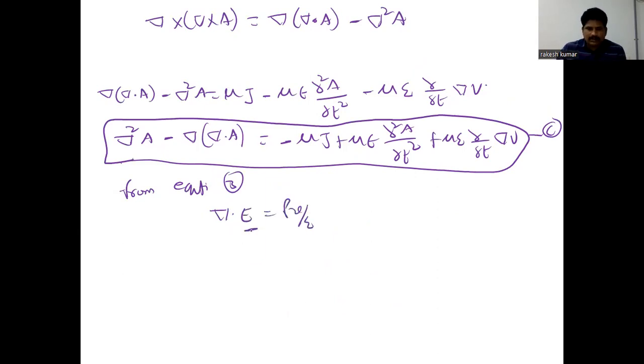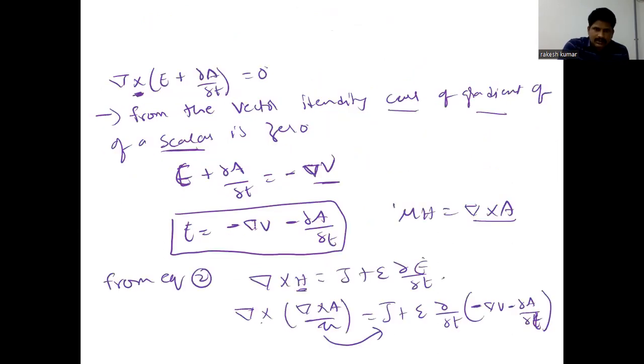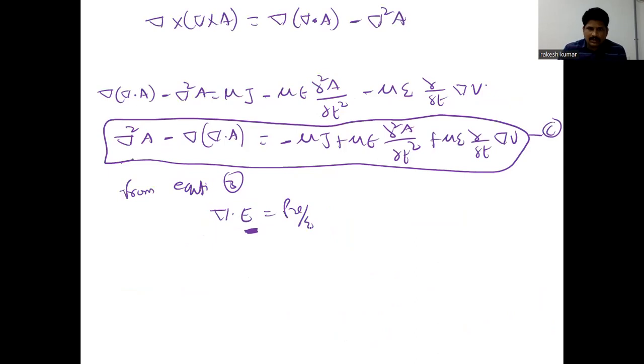So what is the value of E? The value of E is this one. Let us consider this as A. So simply substitute here. Del dot, what is the value of E? Minus del V minus del A by del t is equal to rho V by epsilon.